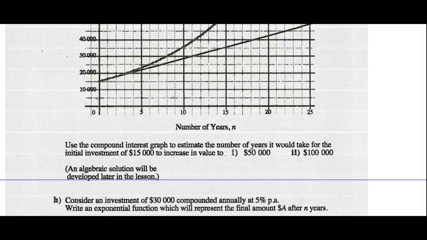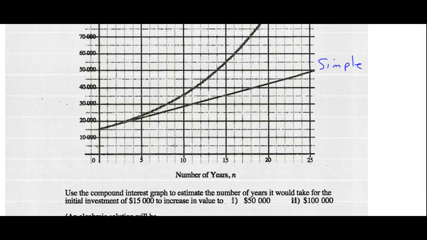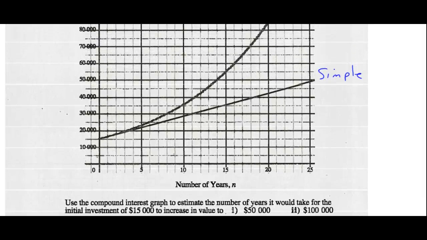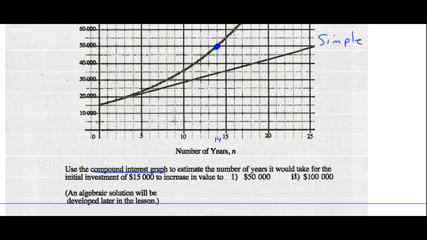So use the compound interest graph to estimate the number of years it would take for the initial investment of $15,000 to increase in value to $50,000. So it started at 15 and we now want it to get to 50 using the compound interest graph. So here's 50,000 on the compound interest graph where it intersects, and that would be at 14 years. So 14 years we should write in here.